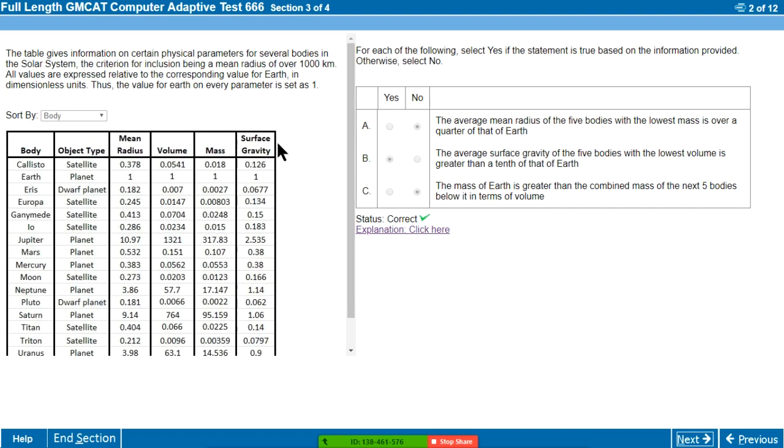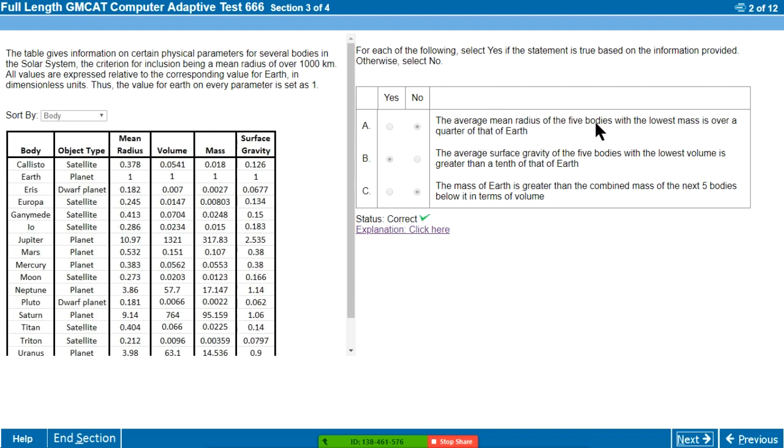Now, for all table problems, we always have three or four statements. Here we have these three statements. We need to find whether they are true or false. So let's start with the first one. The average mean radius of the five bodies with the lowest mass is over a quarter of that of Earth. So read it very carefully and try to understand what it is trying to say.